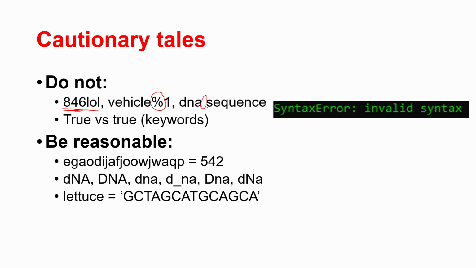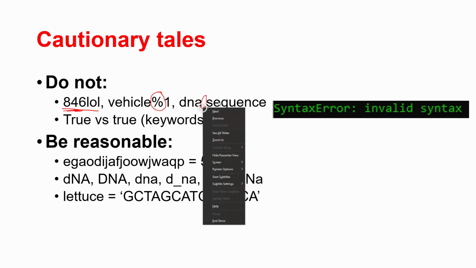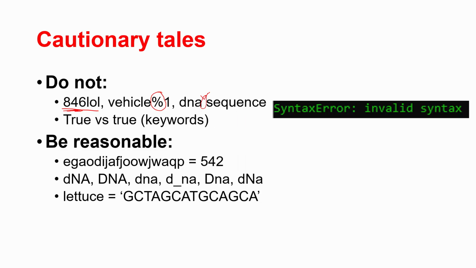If you want to have two words, just go ahead and use an underscore. So you can use the underscore for multiple words if you want to have multiple words as your variable.